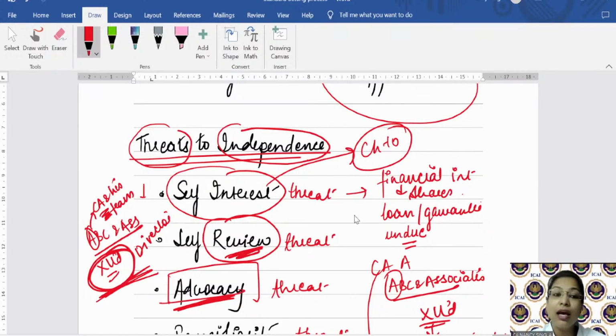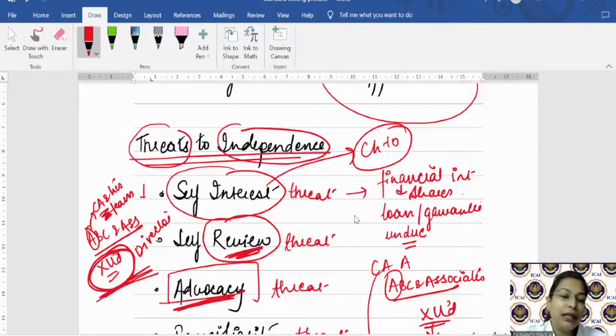Self review threats. If the auditor itself, for example ABC and Associates in our case, is also giving bookkeeping services to X Limited, then the bookkeeping was done by ABC and Associates and the audit is also done by ABC and Associates, so there won't be independence. That is why there is section 144. Again, we will do that in detail in chapter number 10, whereby you will study that there are some services which the auditor is prohibited from rendering to the client if they are the auditor of that company.